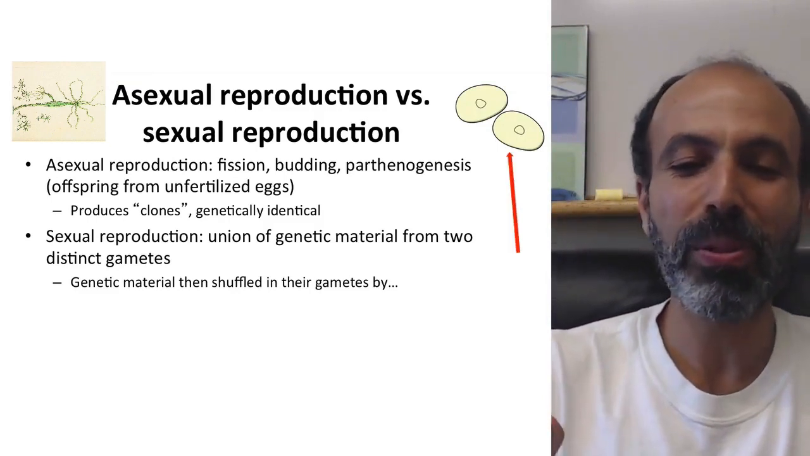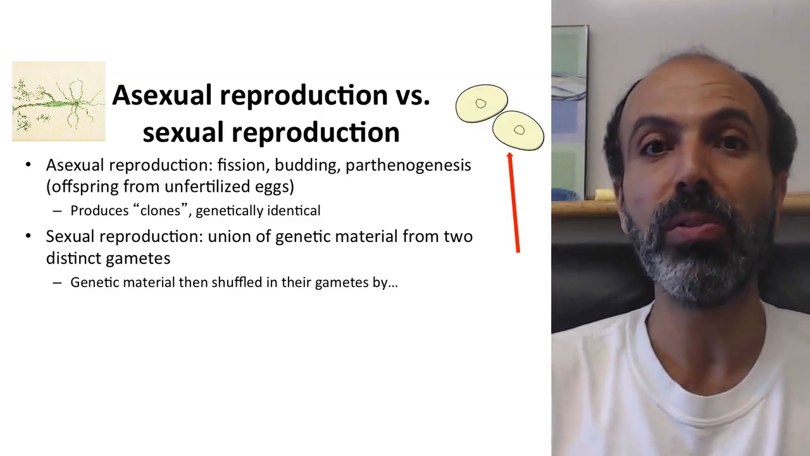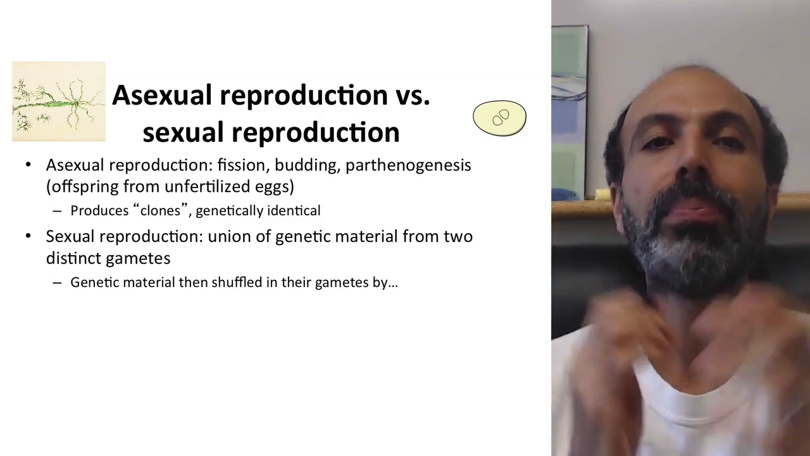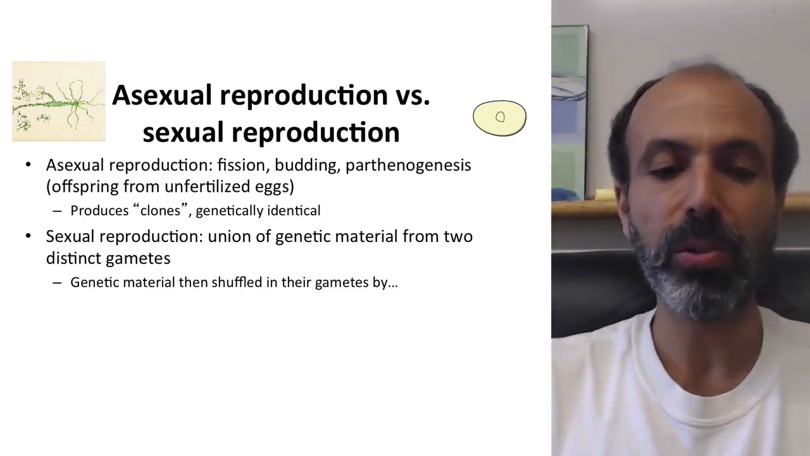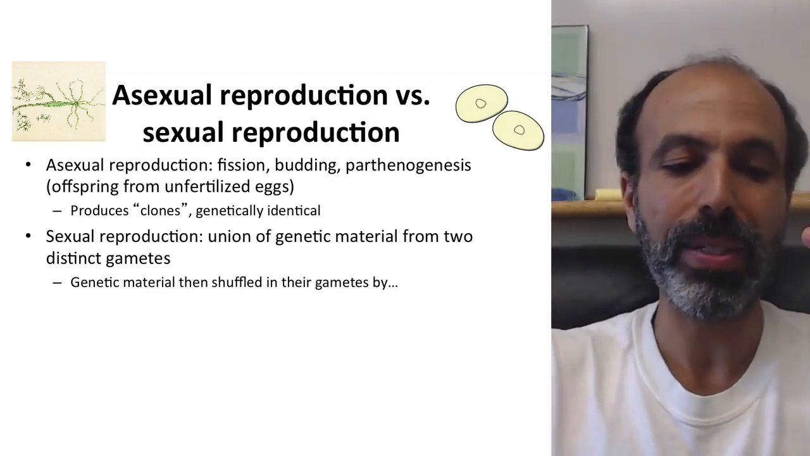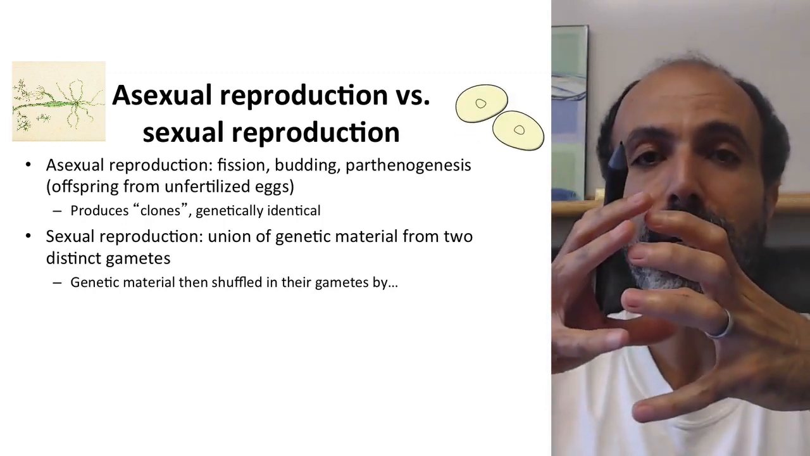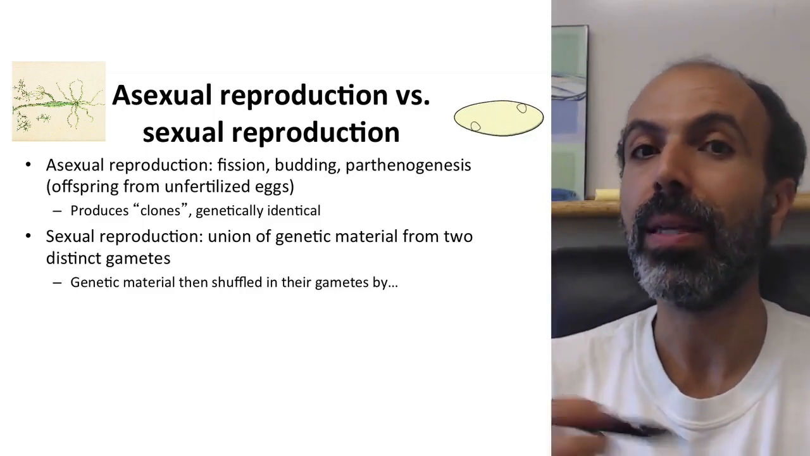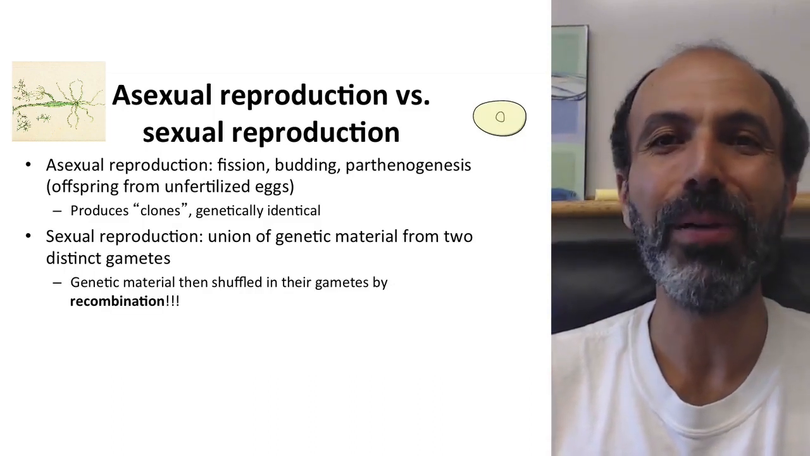You can have parthenogenesis, which is offspring that come out from unfertilized eggs. That's actually observed in various insect species. All these processes produce exact genetic replicas of the parents. Basically, they produce clones. Sexual reproduction, in contrast, involves the union of genetic material from a mom and a dad, or two parents. It doesn't have to be a mom and a dad. And they're put together, and then ultimately, before that new organism passes on its offspring, its genetic material can be shuffled in its gametes. Now, what process shuffles this genetic material in the gametes? Well, it's our favorite process, recombination.